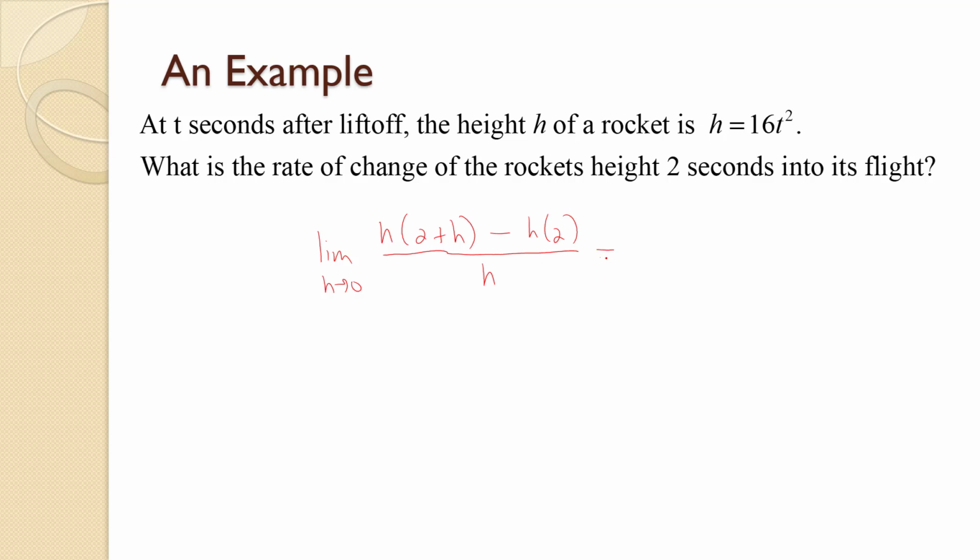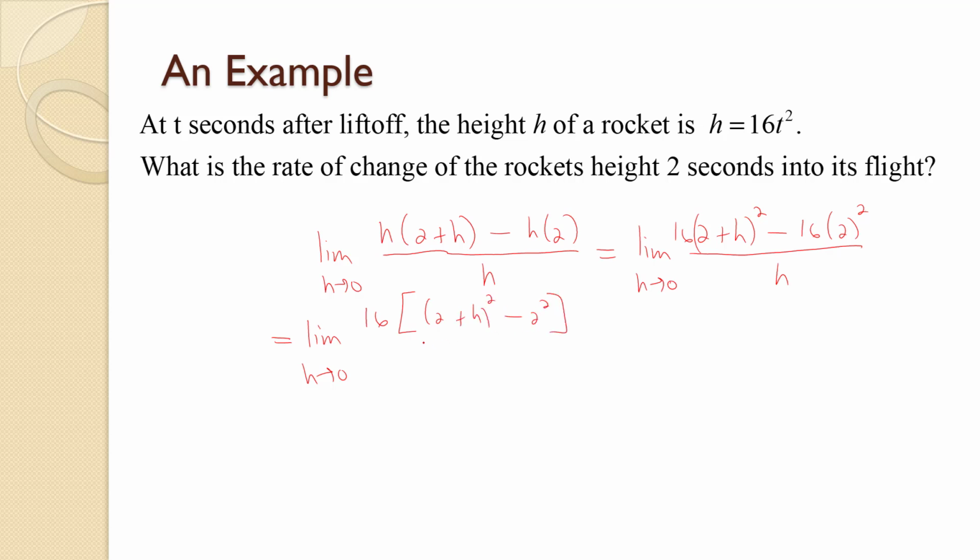So this then equals the limit as h approaches 0 of (2 plus h) squared times 16 minus 16 times 2 squared, all over h. So I have to find that limit. That is equal to the limit as h approaches 0 of, I'm going to cheat a little bit and take out the common factor of 16, so I don't have to deal with it. Then I'd have (2 plus h) squared minus 2 squared, all over h.